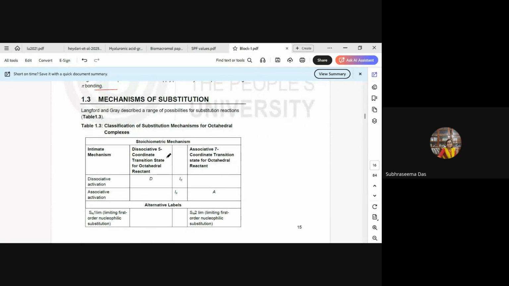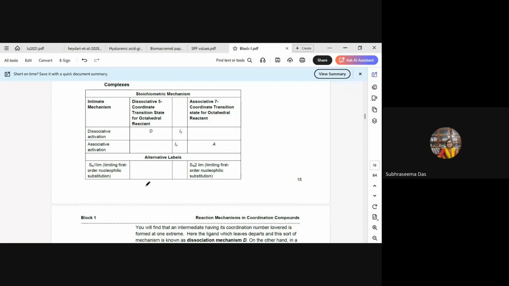Then coming to mechanisms of substitution. The classification of substitution mechanisms for octahedral complexes has been shown here. The stoichiometric mechanism, like we have intimate mechanism for dissociative and associative, and we also have interchange associative and interchange dissociative. Then there is SN1 and SN2. SN1 is nucleophilic substitution first order, and SN2 is nucleophilic substitution second order.